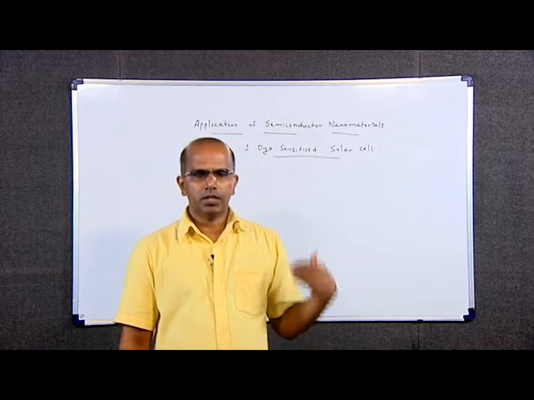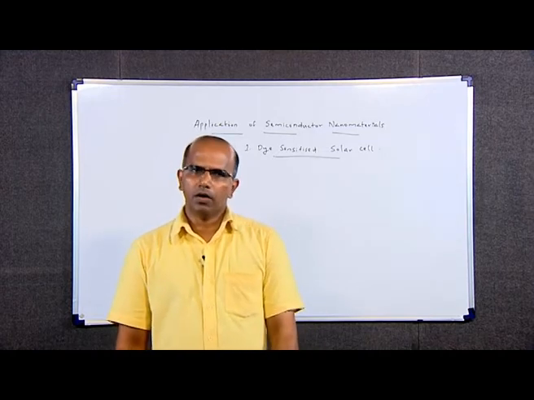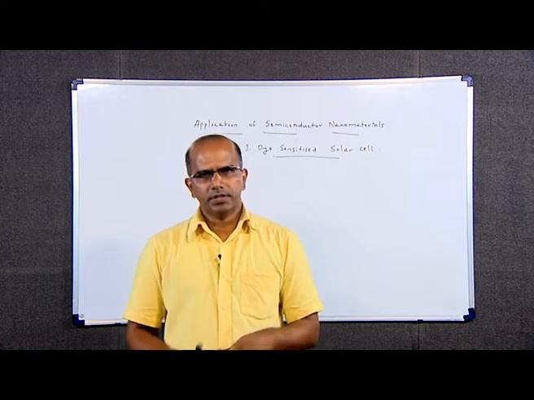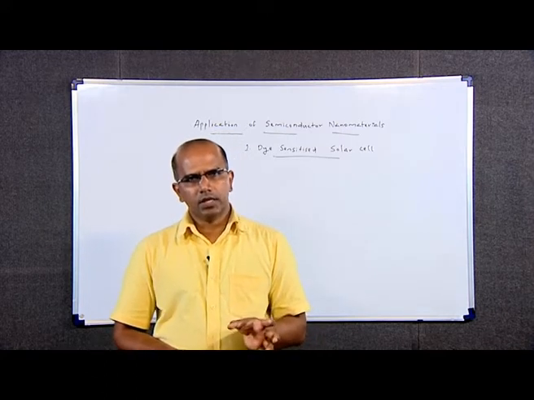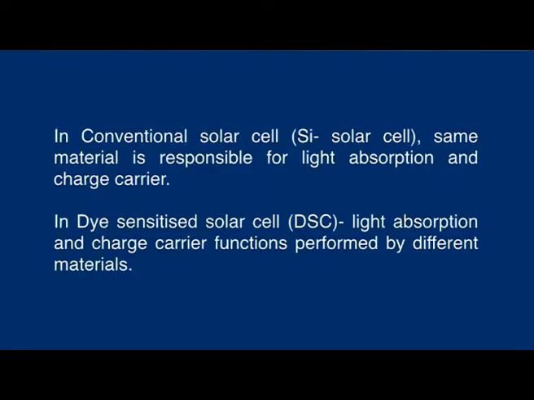For example, our semiconducting oxide materials. So, this is the basic difference. In silicon solar cell, silicon metal is responsible for light absorption and charge carrier, whereas in dye-sensitized solar cell, light absorption is done by organic dye molecule and the charge carrier functions are done by the semiconducting nanomaterials.